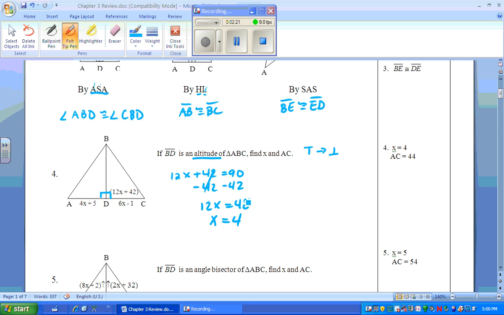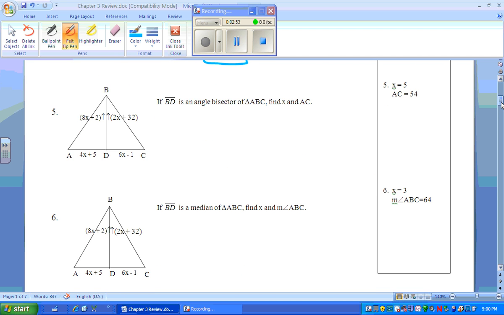You want AC. AC is both of these pieces. Well, 4 times 4 is 16, 16 plus 5, that's 21. And then 4 times 6 is 24, minus 1, 23. AC is equal to 21 plus 23, which is 44. So for the altitude, you got to make sure you remember perpendicular, which then causes right angles.